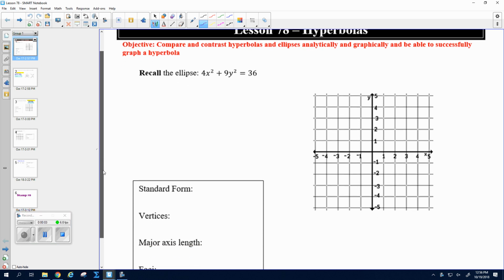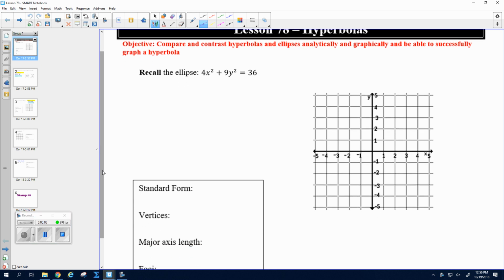All right. Little review. The first one is an ellipse. How do we know it's an ellipse? There is a plus sign in the middle. All right. Ellipses always have plus signs in the middle. And so for this first one, we would divide everything by 36 and reduce it. So I get x squared over 9 plus y squared over 4 equals 1.